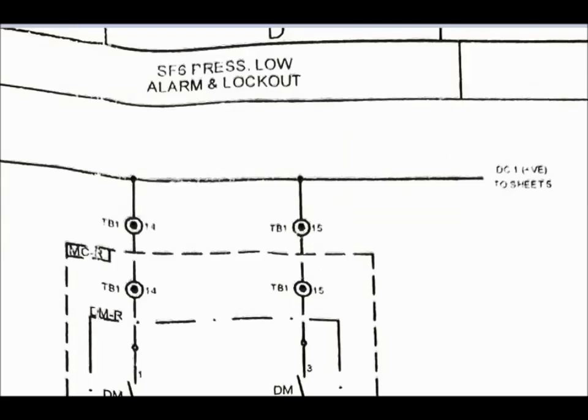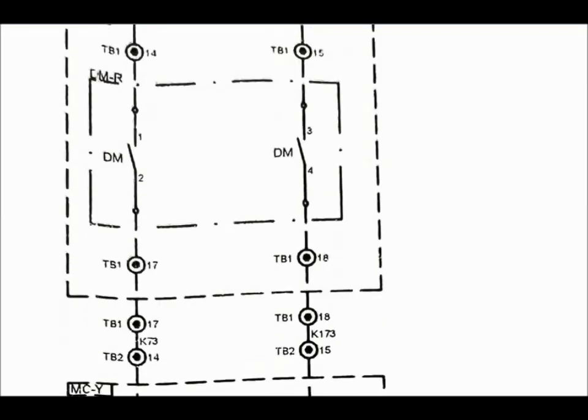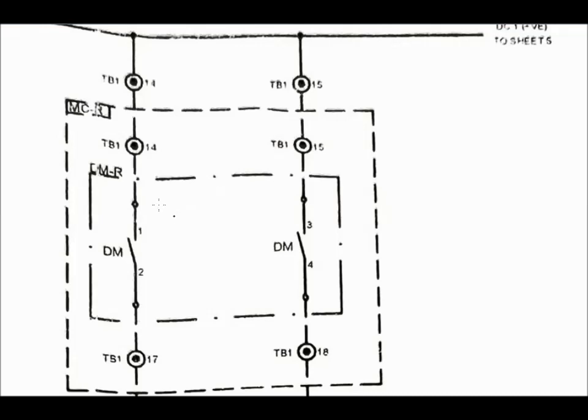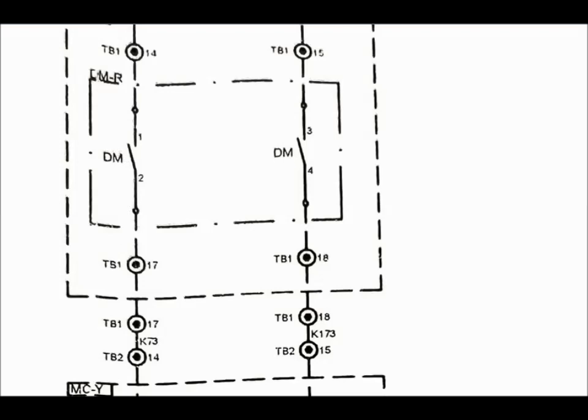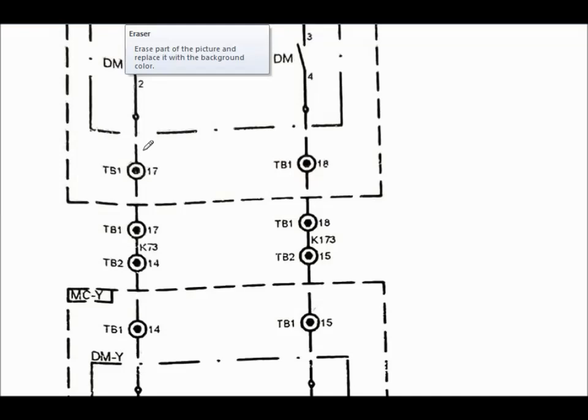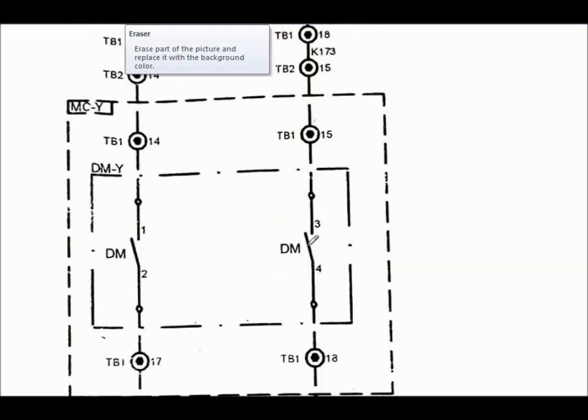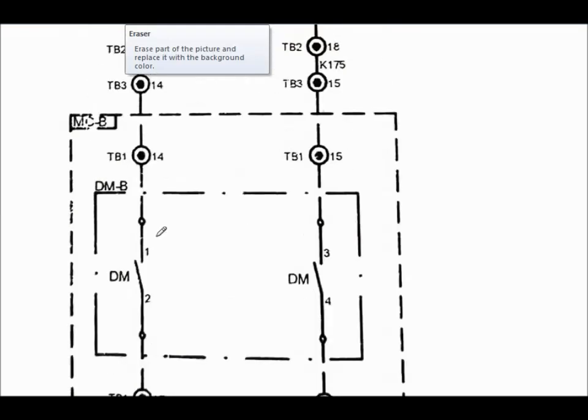Now come to the picture of the SF6 pressure low alarm and lockout circuit. Here DM is the density monitor switch contact, and it is a pressure switch. If the gas pressure is within normal condition, this contact should be in NC position. This DM is the auxiliary NO contact of red phase, and this DM is the contact of yellow phase, and these are the contacts for blue phase.